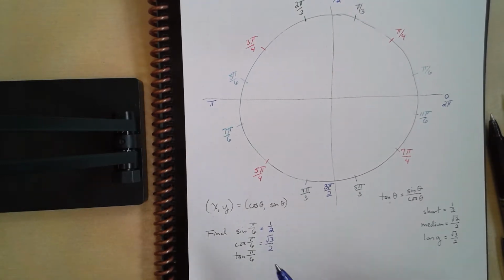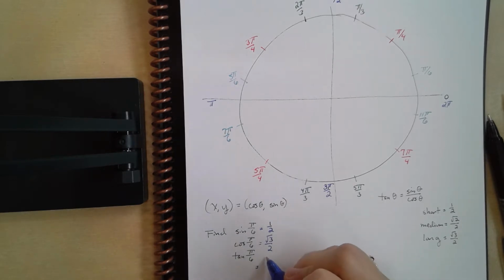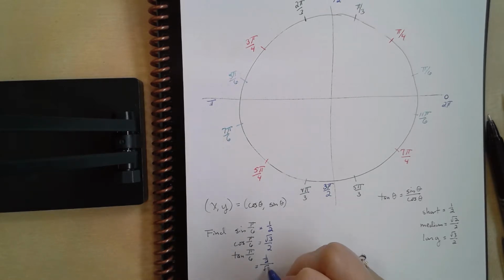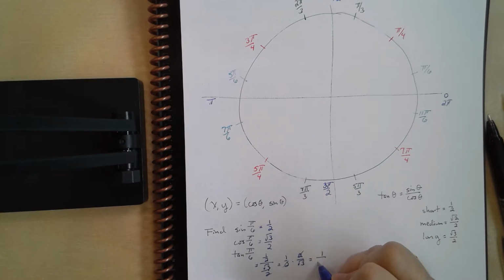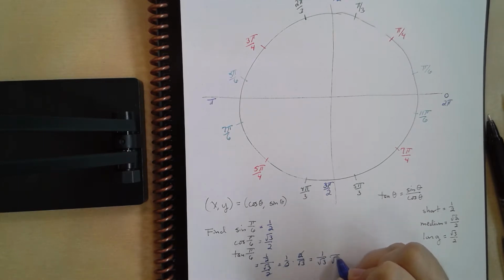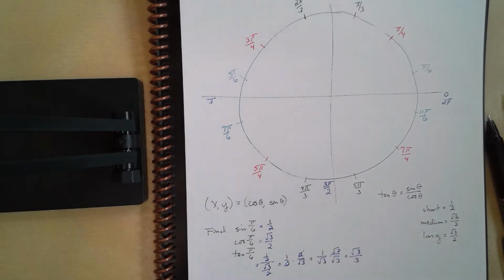And tangent of pi over 6, you saw that I mentioned earlier, the tangent of theta is equal to sine of theta over cosine of theta. So sine of pi over 6, we already found, was 1/2. So this is going to be equal to 1/2 over radical 3 over 2, which of course is equal to 1/2 times 2 over radical 3. The 2's cancel out, which is equal to 1 over radical 3, and we don't want to have radicals in our denominator, so this is equal to radical 3 over 3.